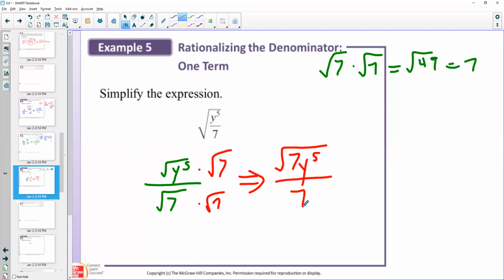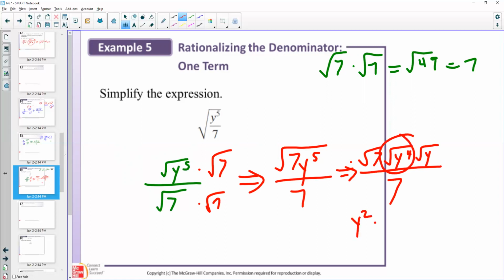Now you will be tempted to cancel out some things, right? You can't do that with the 7s, but is this simplified? Well, no, because the square root of y to the 5th is not simplified. So now I have to rethink this. So square root of 7, square root of y to the 5th, I'm going to break up into square root of y to the 4th, square root of y over 7. This guy becomes y squared. So y squared, square root of 7y over 7 is the final answer.